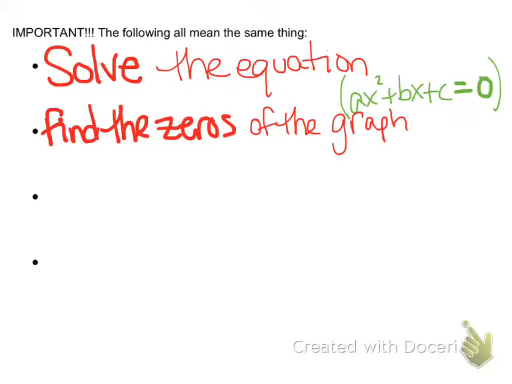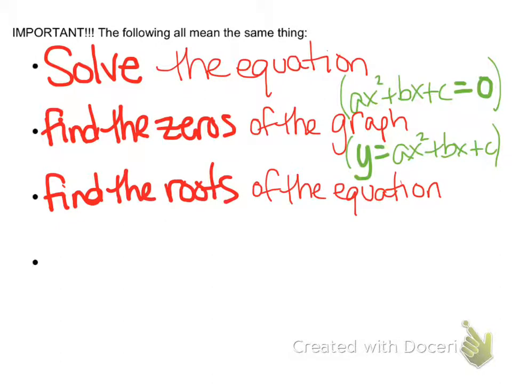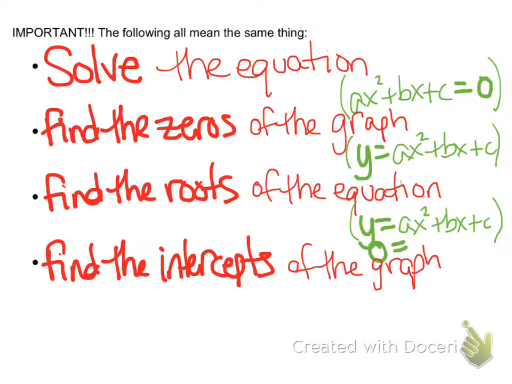You might be told to find the zeros of the graph. Again, you're going to factor and solve it. However, this time it might be a y equals equation instead of equal to 0, but your process is going to be the same. It might tell you to find the roots of the equation. When it's telling you to find the roots, that could be either y equals or 0 equals your quadratic. And then finally, finding the intercepts of the graph. So again, that's going to be y equals. And that's basically the zeros, and the intercepts are just asking you where does it cross the x-axis.